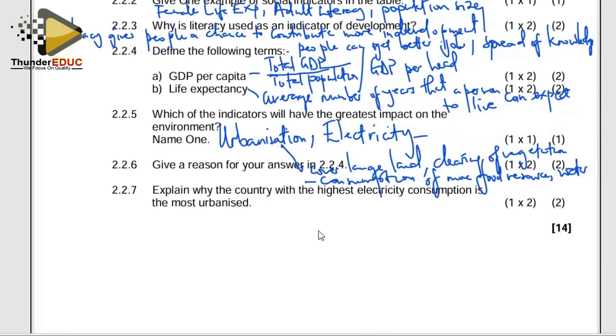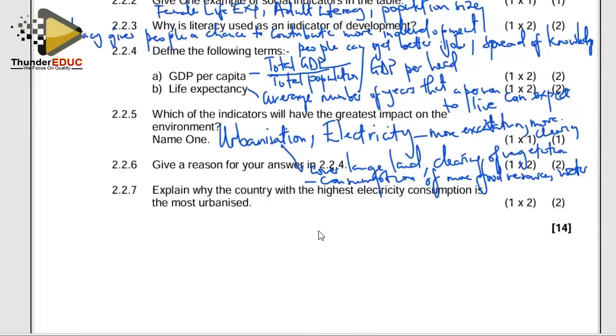And also electricity, like what you mentioned. More electricity will be consumed in urban areas, and as a result, it will imply more excavation of coal and more clearing of forests, more damage to the environment.